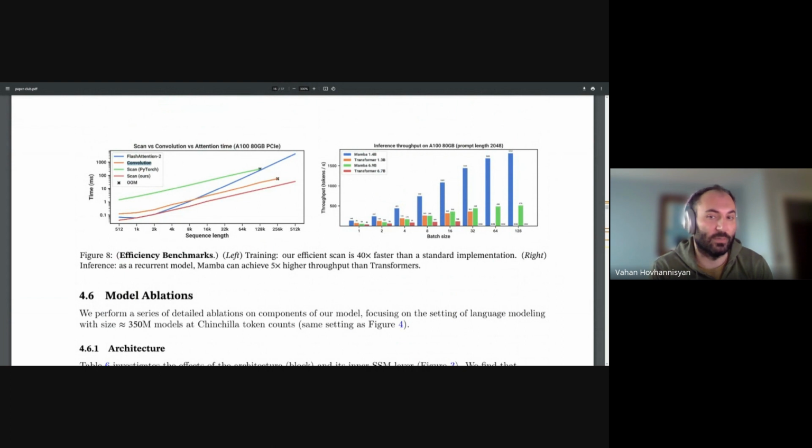Remember, we're using GPU memory structures. Flash attention requires more time as sequence length gets longer, but FlashAttention-2 is the current state of the art. And we have Mamba, the current efficient scan, remaining more efficient as batch size increases. Right? Cool.